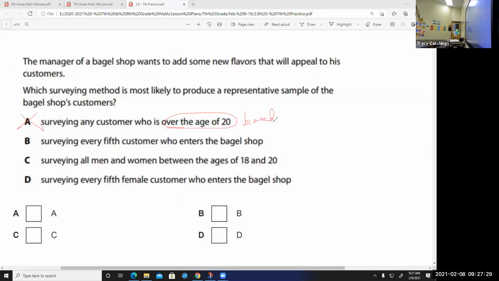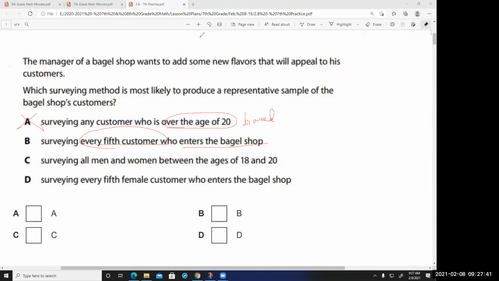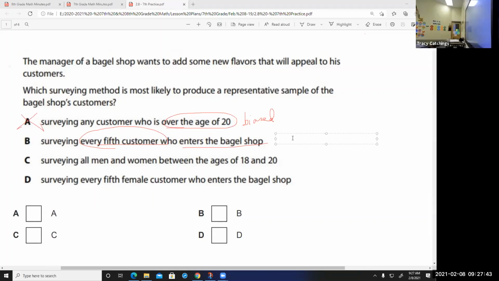B says survey every 5th customer who entered the bagel shop. Yes, because it's a pattern. Oh, thank you. Somebody using a pattern. Yeah, I could do that. Every 5th customer isn't putting them by male, female. It isn't grouping them by how old they are.